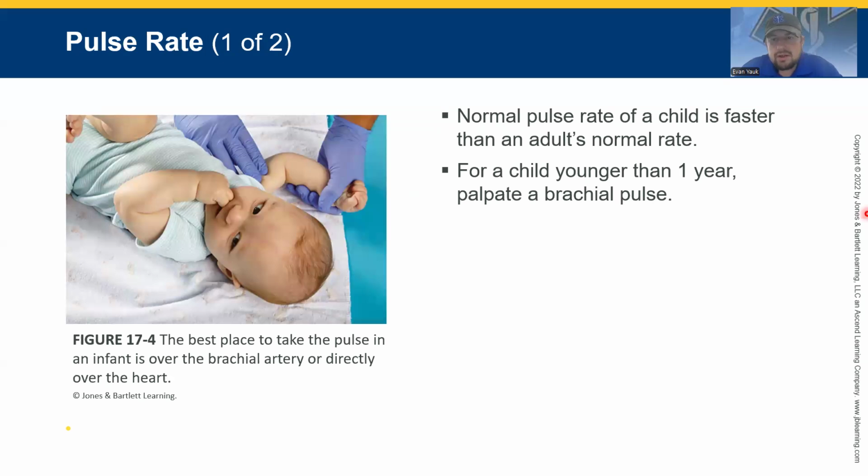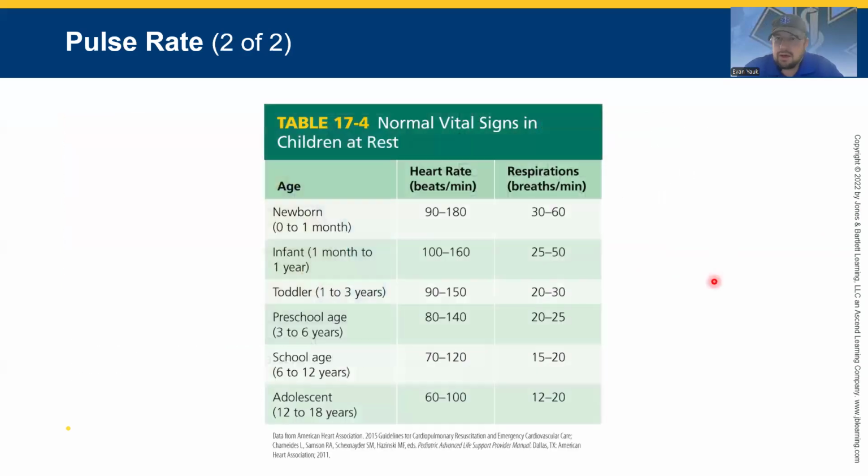So the normal pulse rate of a child is faster than the adult normal rate. For a child younger than 1, palpate the brachial pulse, which in this picture shows that's what they're doing right there. Sometimes you kind of have to hunt for it. Go ahead and pause. Take a screenshot of this with your phone or write it down in your notes. You don't have to have these by heart, but you need to have a really good idea.